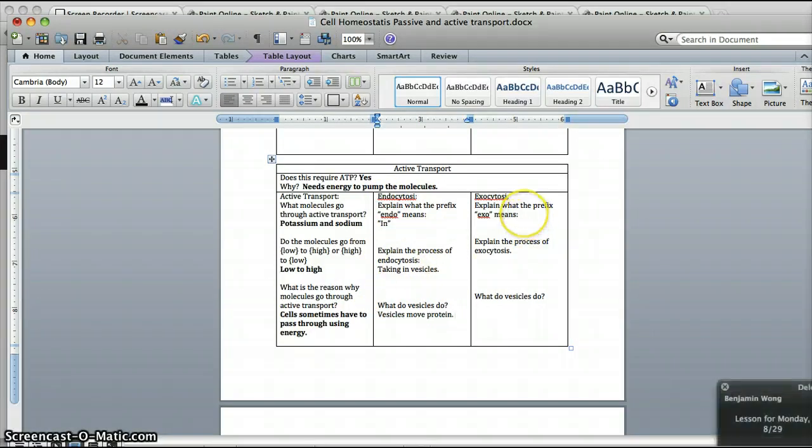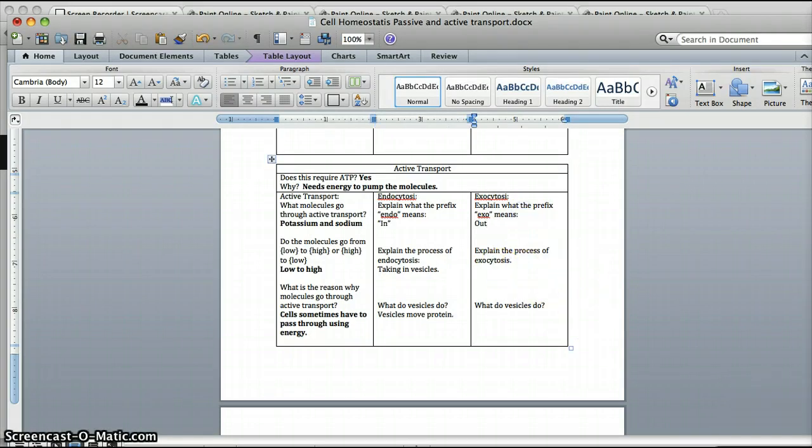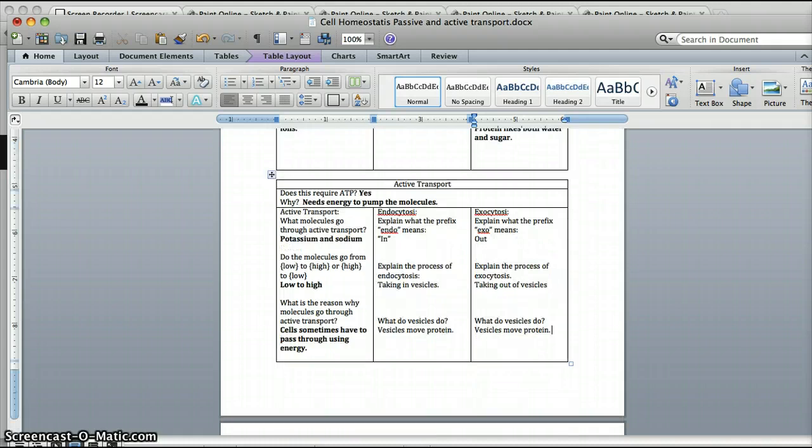Now exocytosis is, exo means out. So explain the process of exocytosis. Exocytosis is the taking out of vesicles. And what do vesicles do? Vesicles move protein. So basically, vesicles move the protein, or they take the protein out of the cell membrane. Okay, so that is basically passive and active transport.